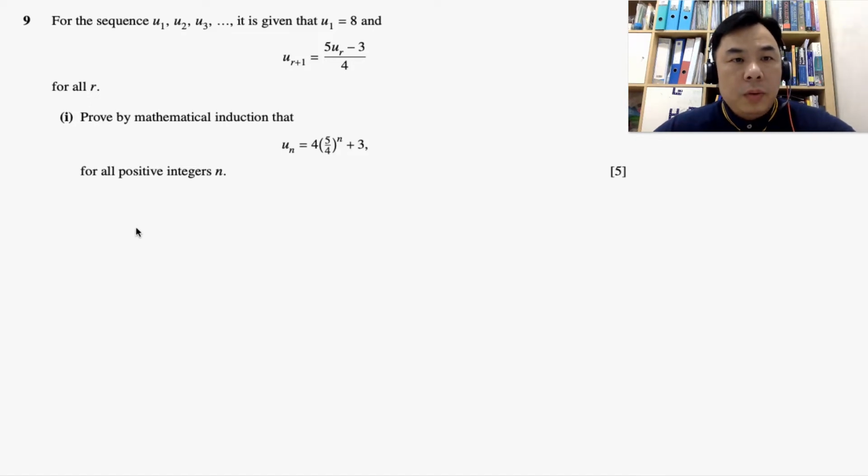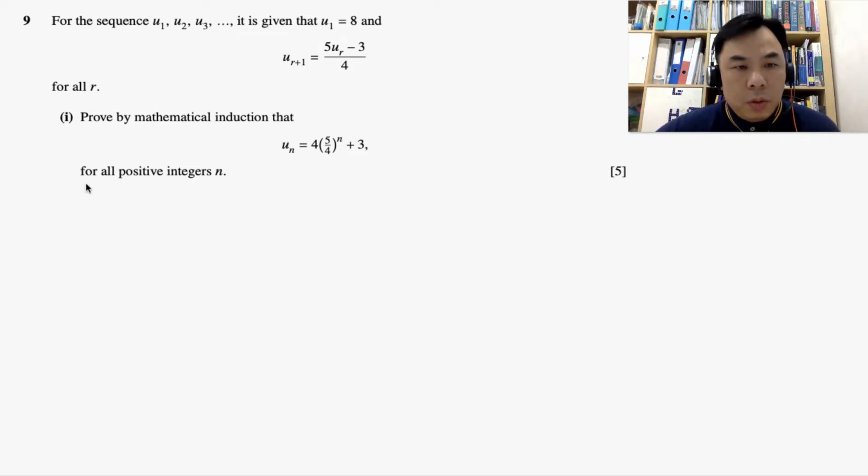Okay. Now, for this sequence that consists of U1, U2, U3, it is given that the first term is 8, and then the rest of the terms is given by this relation here. And this particular equation is true for all real r value. Prove by mathematical induction that this sequence, un equals 4 multiplied by (5/4)^n plus 3, is true for all positive integers n here. Okay, now let's give that a try.